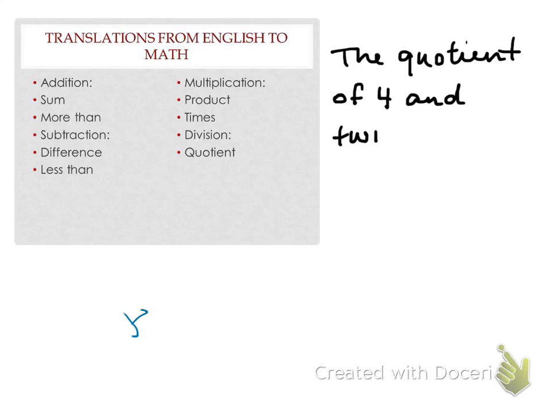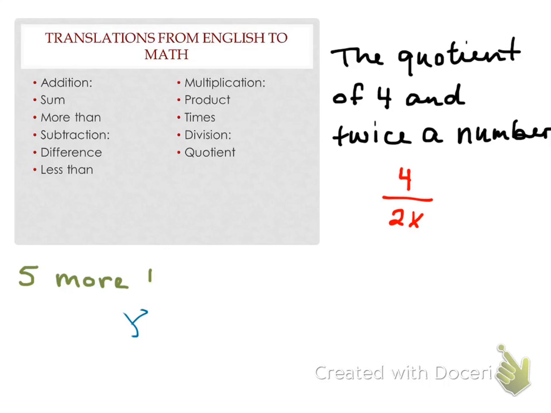Okay. The quotient of 4 and twice the number. So quotient is with division. Twice the number, it's not on here. But think about twice. That's double. With doubling, you multiply. So we're going to have 4 divided by 2 times something. Twice the number goes together, so that's on the bottom of the quotient. So it's 4 divided by 2 times x, because 4 is being divided by 2 and whatever the number is.